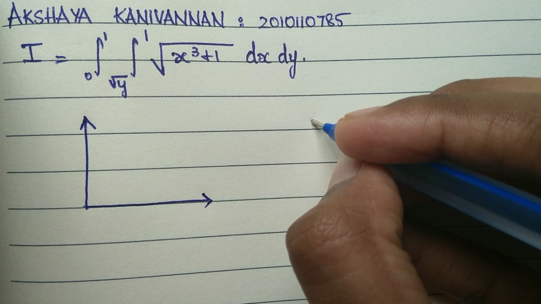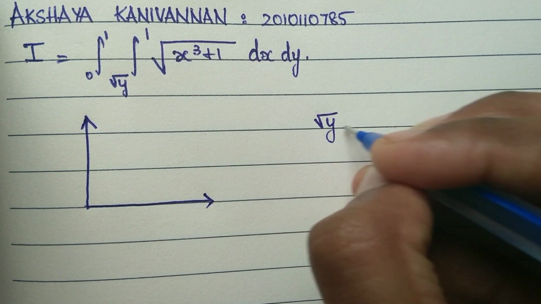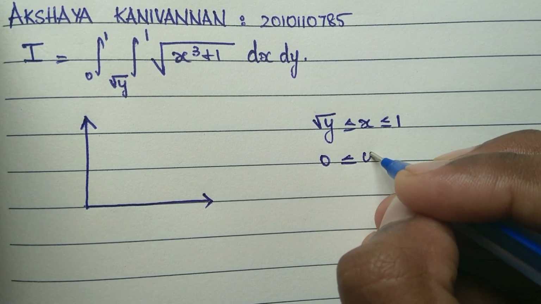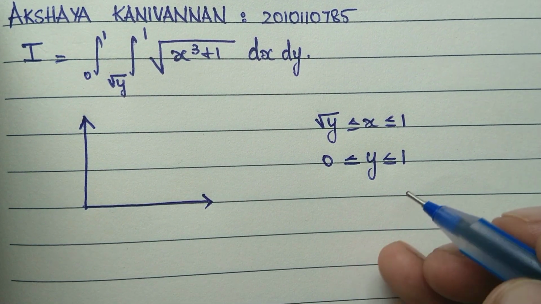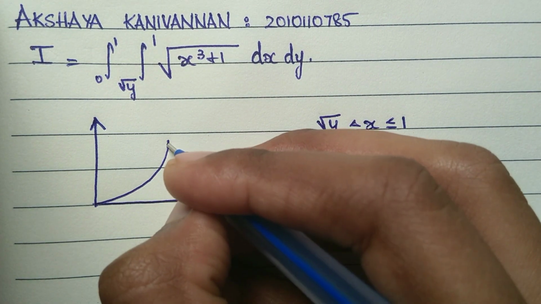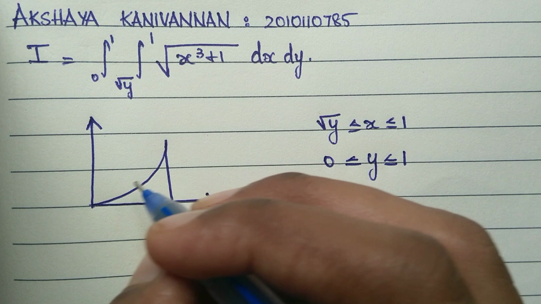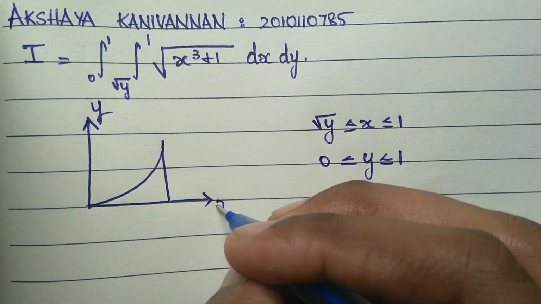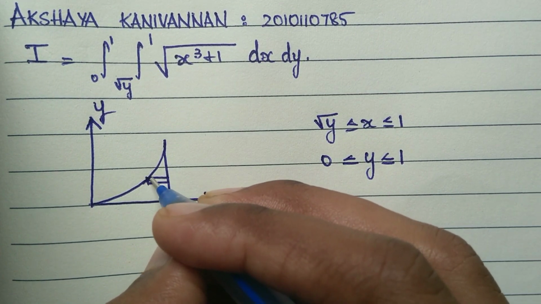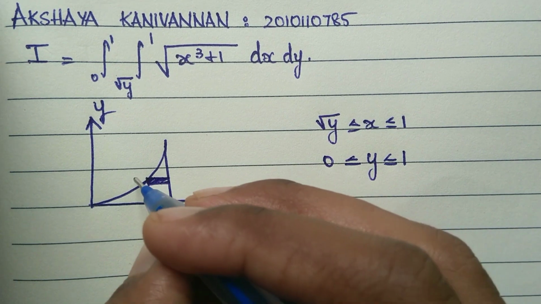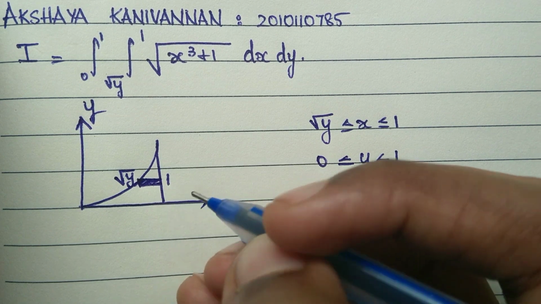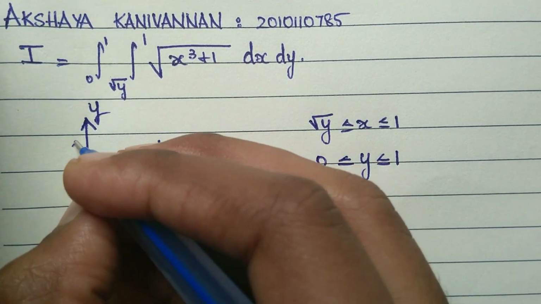For the given function, the limits are root y less than or equal to x less than or equal to 1 and 0 less than or equal to y less than or equal to 1. Now looking at the limits, we can see that the graph is turning out to be something like this, with this being the y-axis and this being the x-axis. Now integrating x first, we'll take a small portion of it, and that will be root y to 1, and then we'll be integrating along the y-axis, which will be from 0 to 1.